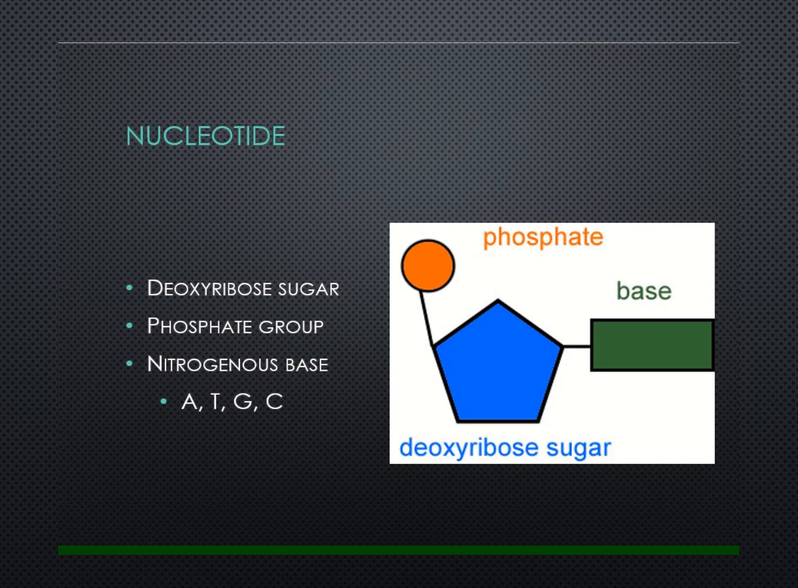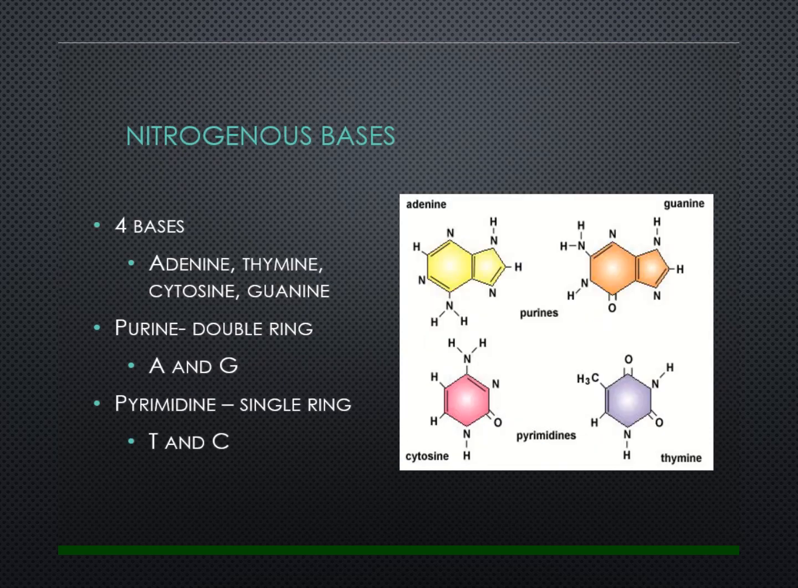And then nucleotides, if you recall from our macromolecule unit, these are the deoxyribose sugar, so this guy here, our phosphate group, and our nitrogenous base. And we've got 4 nitrogenous bases, which we'll dive into in this next slide. So again, our nucleotide is composed of 3 things: a sugar, a phosphate, and a nitrogenous base. And those 4 bases are adenine, thymine, cytosine, and guanine.